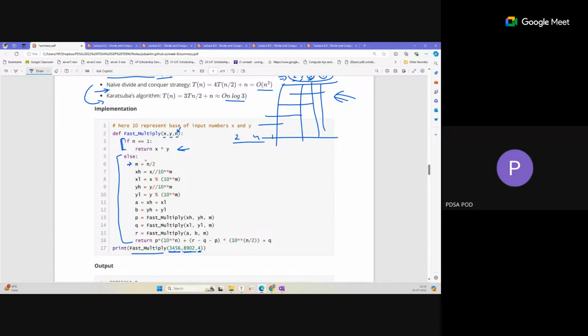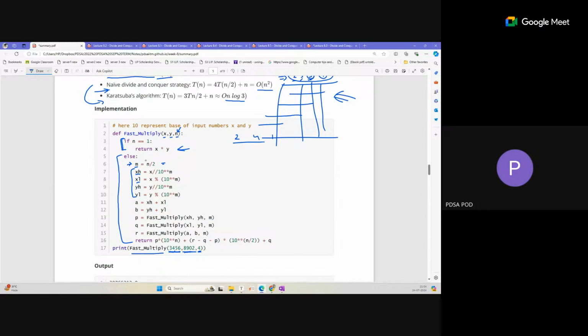Suppose we have 4 digits. Then we will divide this number into 2 parts, and this m value is representing n by 2, and you will get an integer value. So in that case, this is representing the first half of the x value, and this is the second half.